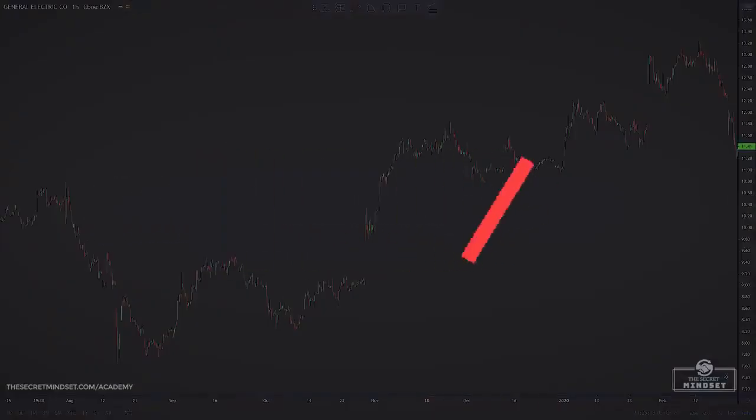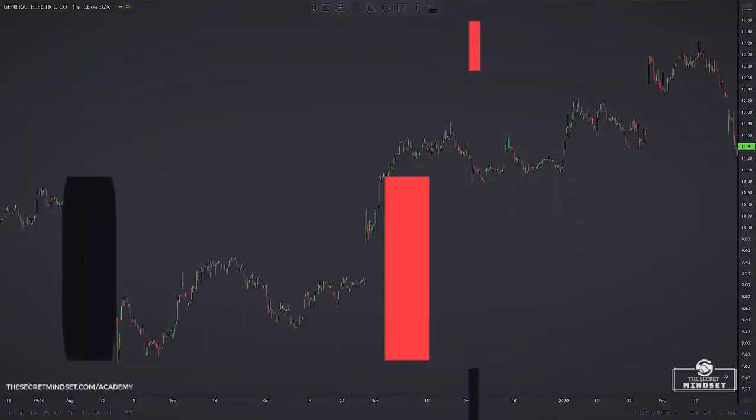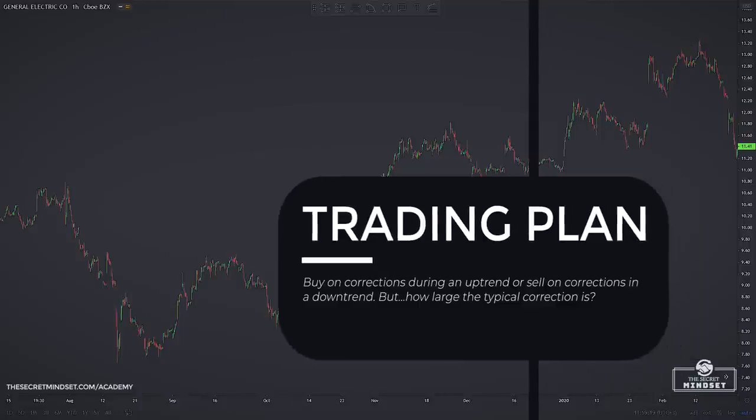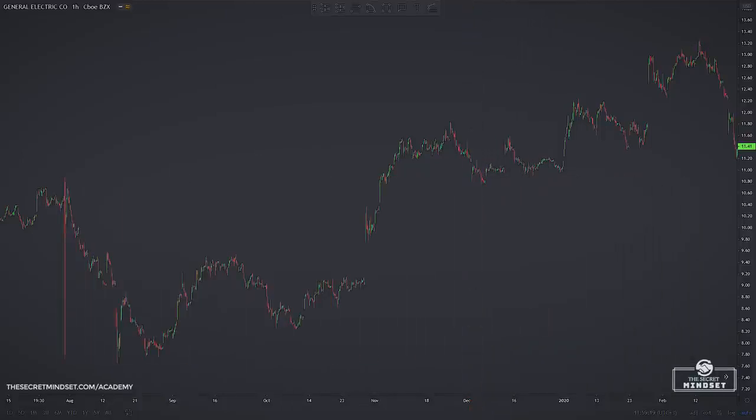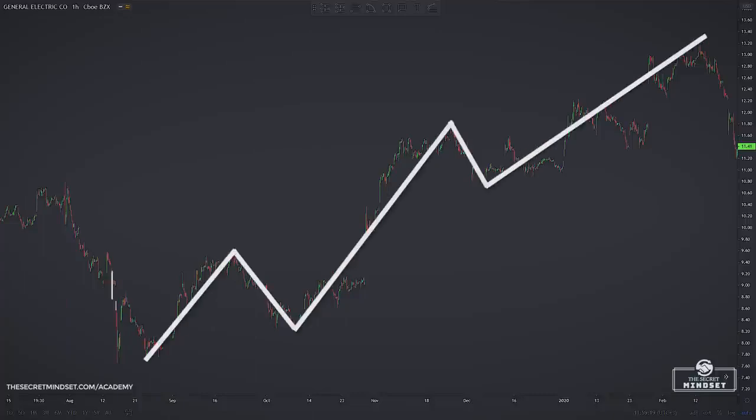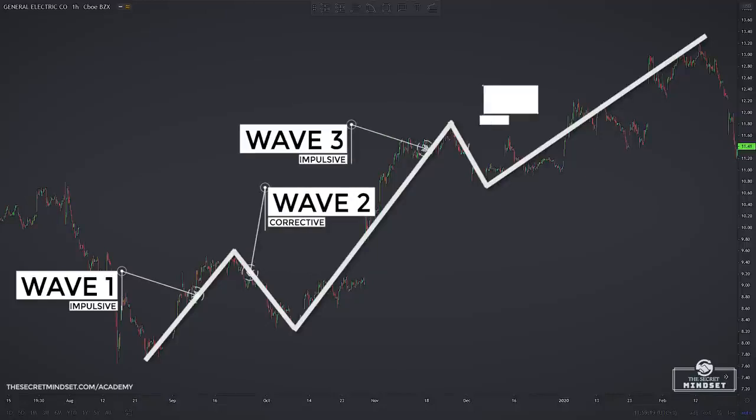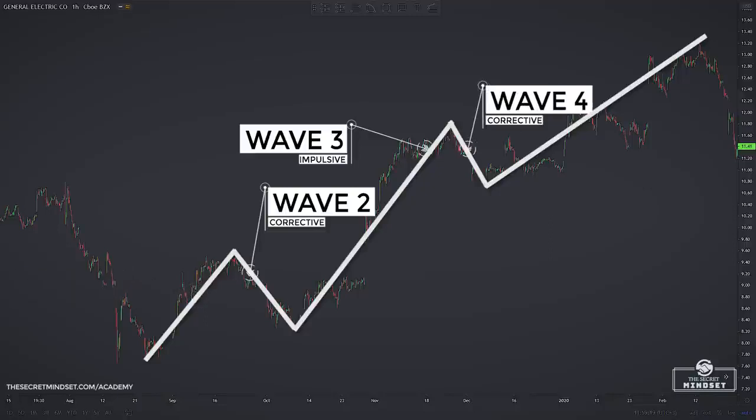So your trading plan should be to buy on corrections during an uptrend or sell on corrections in a downtrend. And it is helpful to know how large the typical correction is. Based on the 5-wave pattern, wave 1 is the first impulse wave of the trend, and wave 2 is the first correction. Wave 3 is the next impulse, followed by a corrective wave 4, and impulse wave 5.